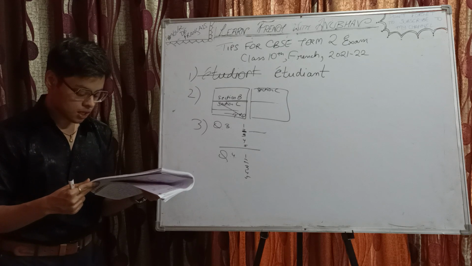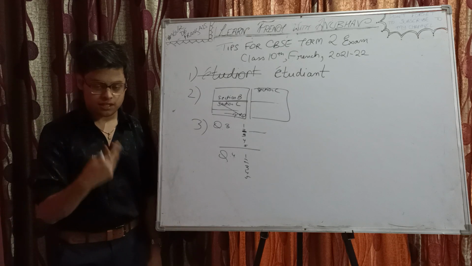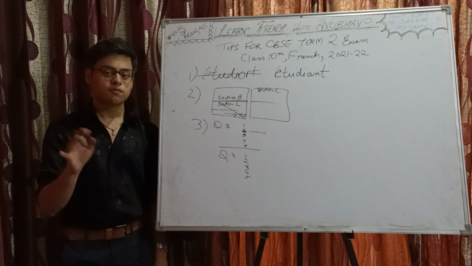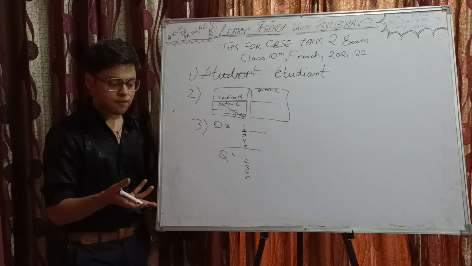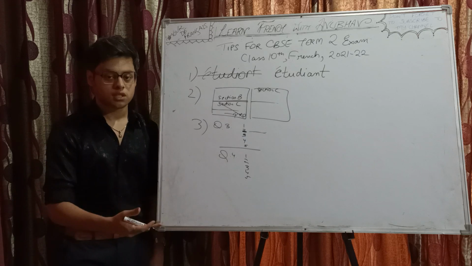Next one: within a question you have several options. Now how do you choose which ones to attempt? Suppose out of 7 you are to attempt 5, then attempt those 5 in which you are most confident.